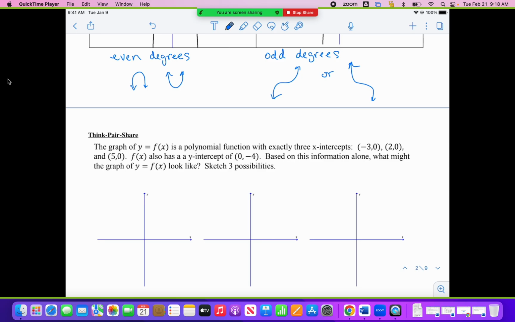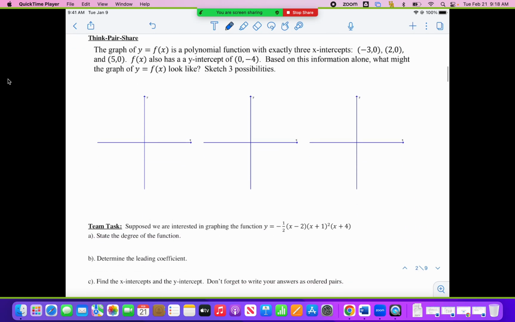All right, turn to your neighbor and share at least one. Hopefully you at least have one. And then if they had one you don't have, add theirs to yours. Okay, you're supposed to be sharing right now. Share at least one of them.